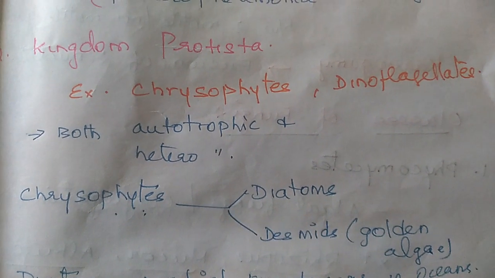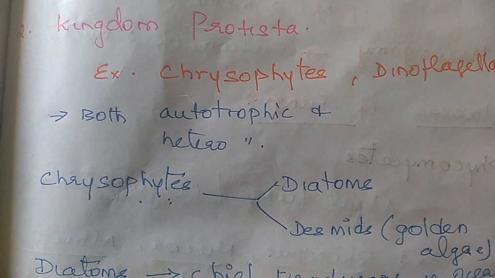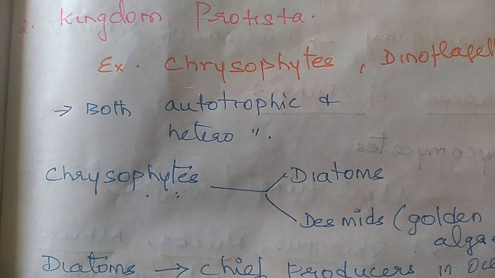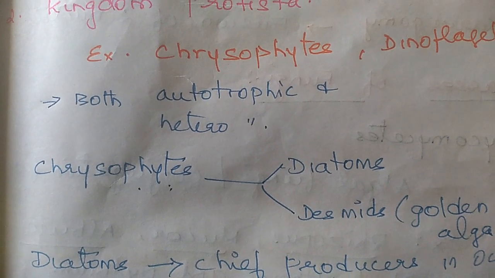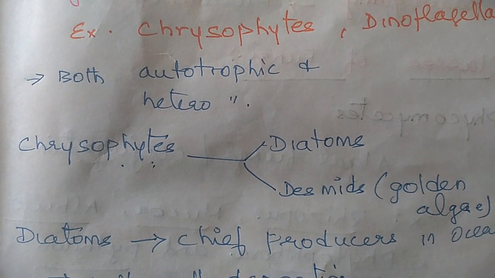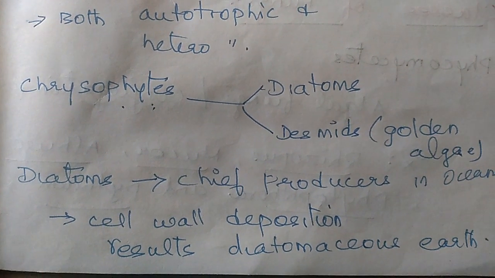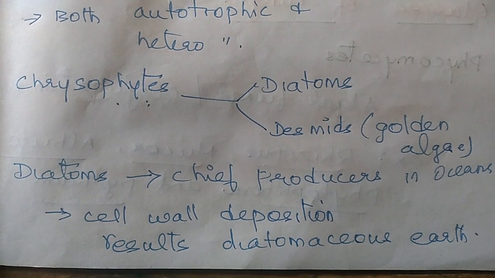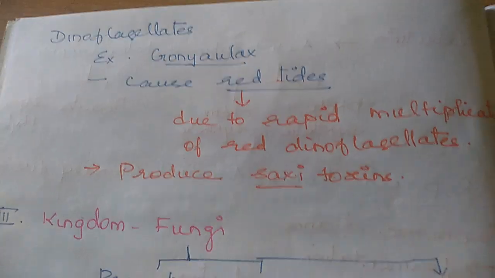And the next kingdom is Protista. Under Protista, the famous examples are chrysophytes and dinoflagellates. Here also they have both autotrophic and heterotrophic modes of nutrition. In chrysophytes, there are two important members, diatoms and desmids. Desmids are otherwise called golden algae because of their appearance and color. And the diatoms are considered the chief producers of the ocean. The cell wall deposition of diatoms results in the formation of diatomaceous earth, which has commercial importance.